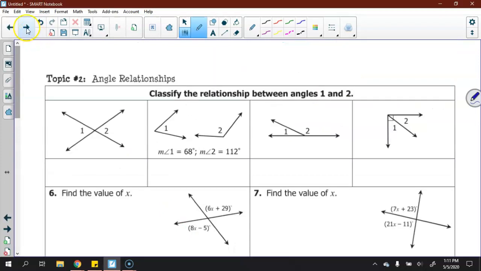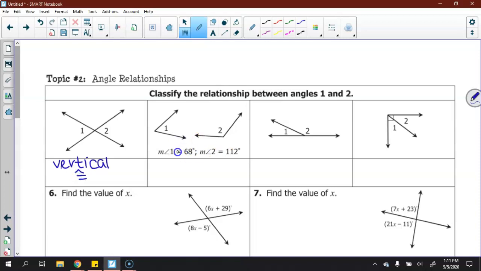Yeah, so the back is classifying angles. So basically, when I say pages on my computer, each side of the page is its own page. All right, so for this one, it says classify the relationship between angles 1 and 2. So these are vertical angles. And that makes them congruent, okay?